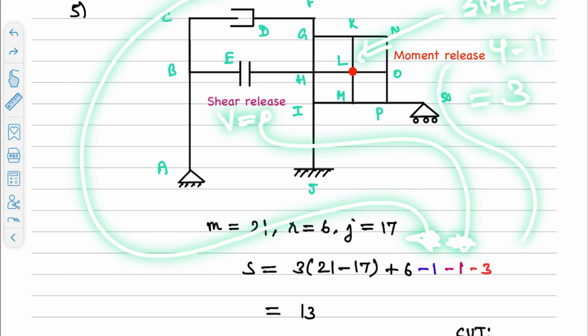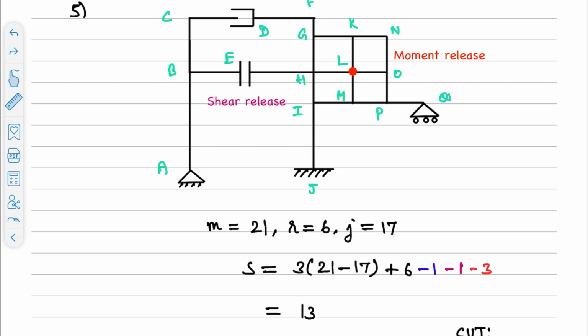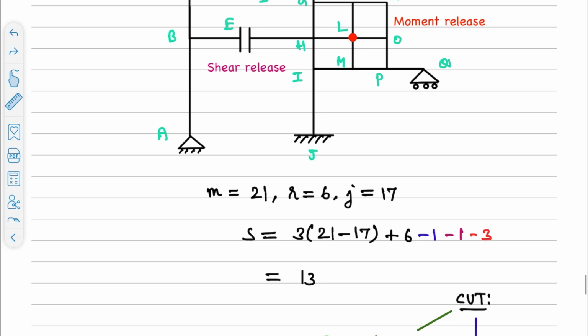Shear release and finally moment release also gives the extra condition. This also should be accounted for. All right. So finally, when you sum up all this, the static indeterminacy turns out to be 30 in this case. Fine. The same could be done using method of open tree.